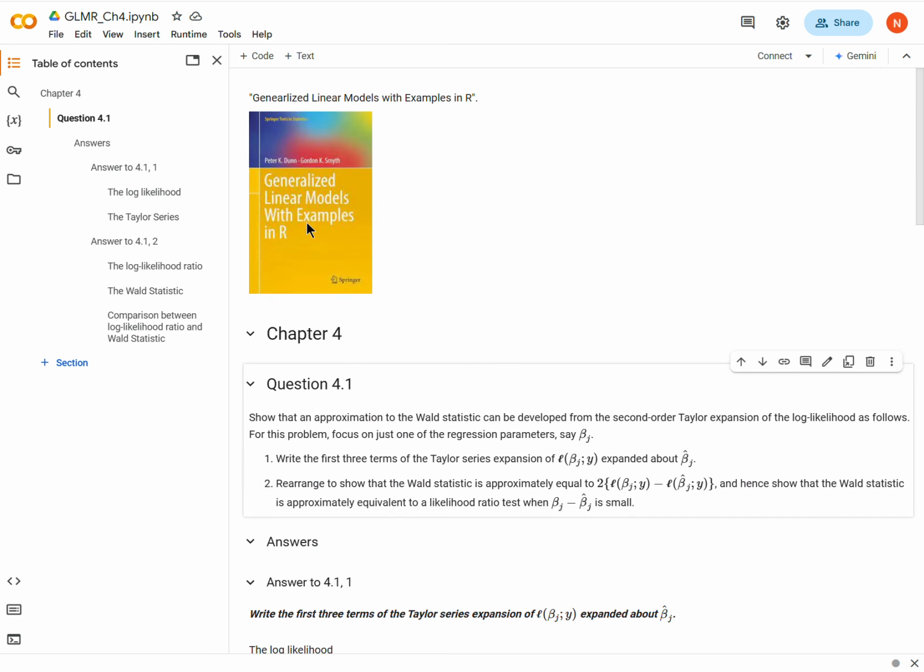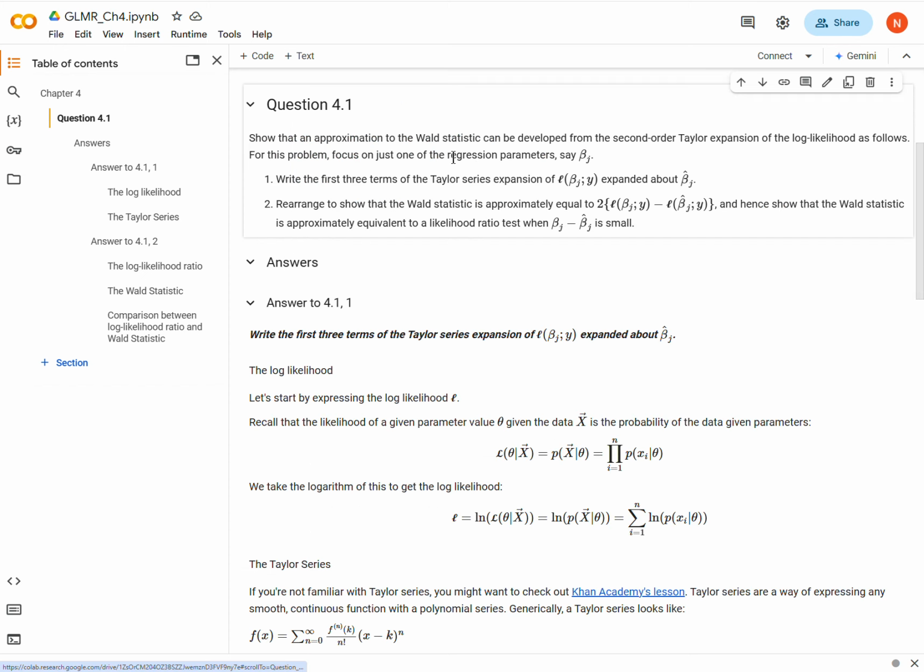Starting chapter 4 of this book right here, Generalized Linear Models with Examples in R, question 4.1. We're going to do two things here. First, we're going to write out the Taylor expansion, at least up to 3 terms, of the log likelihood expanded around beta hat.